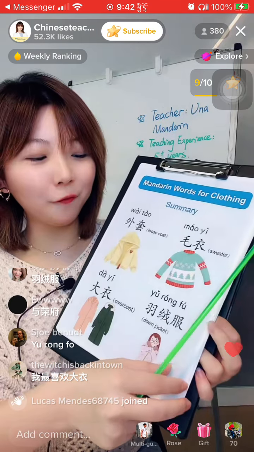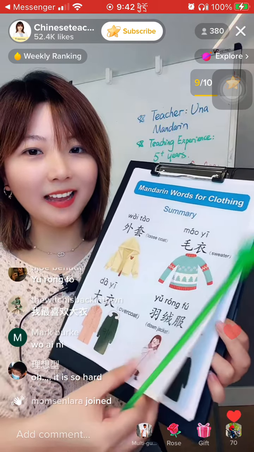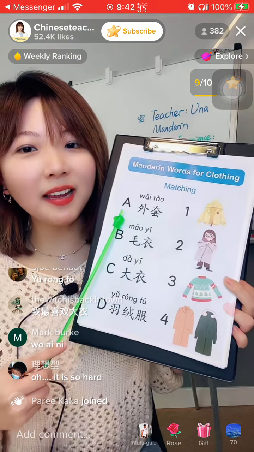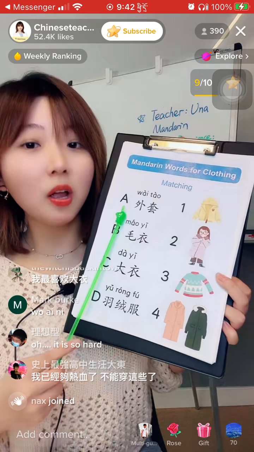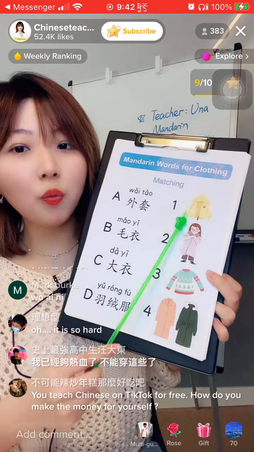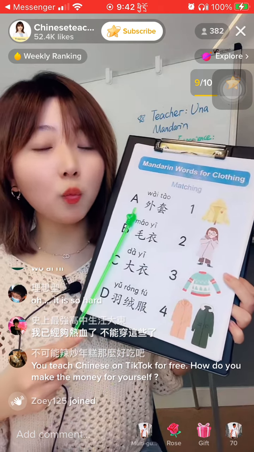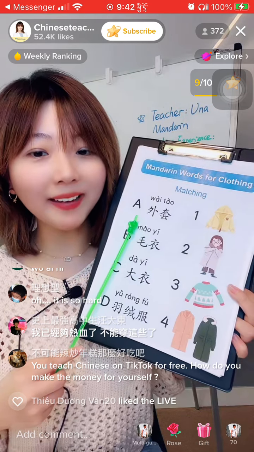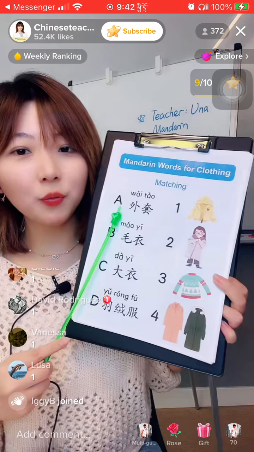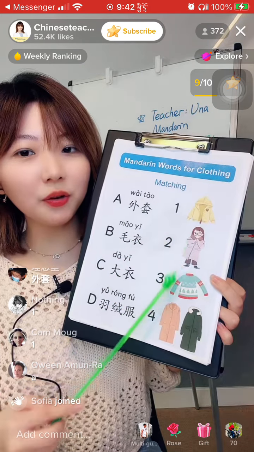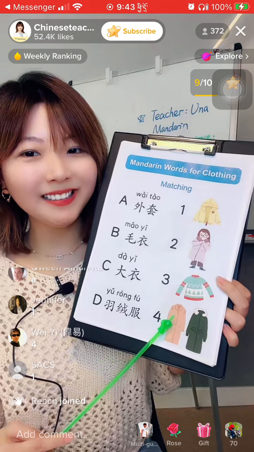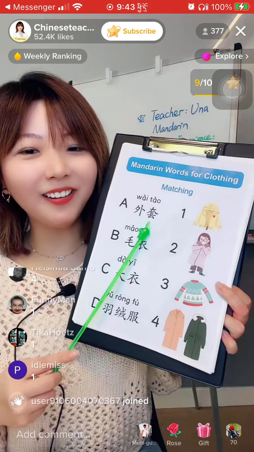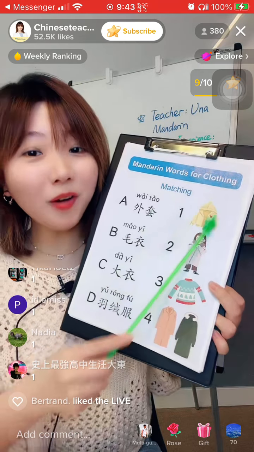Wow. So we've learned four. Let's play a game. Game time. When I say 外套, 1, 2, 3, 4, which one is 外套? Everyone, which one is 外套? Let me know in the comments. 外套. Very good. That's number one. Good job.